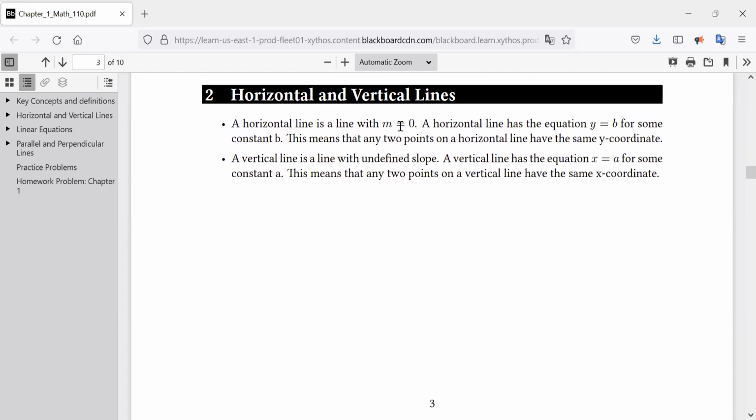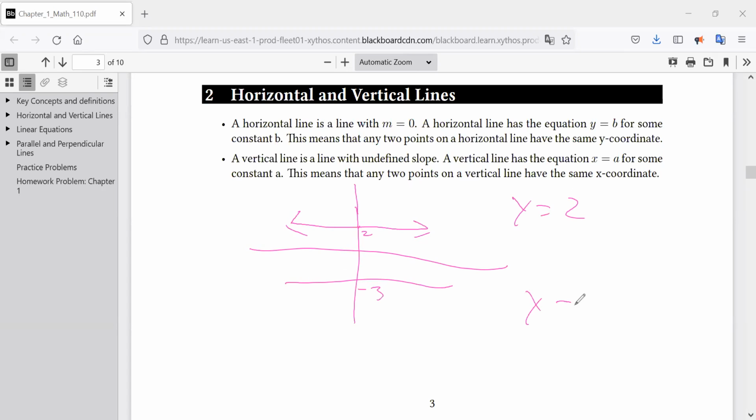So a horizontal line is any line such that the slope is equal to 0, right? So in that case, if the slope is equal to 0, you can have something like this, where let's say this value is 2. In this case, what would describe it? It would be y is equal to 2. You could have that for, let's say this is -3, then you have y is equal to -3. And that's the equation that defines this entire line.